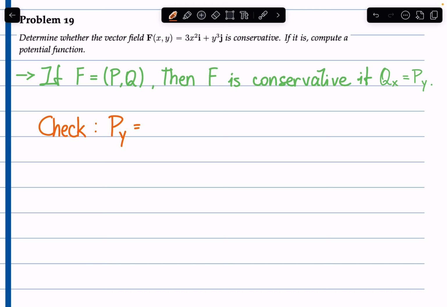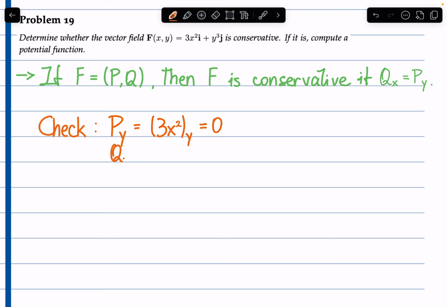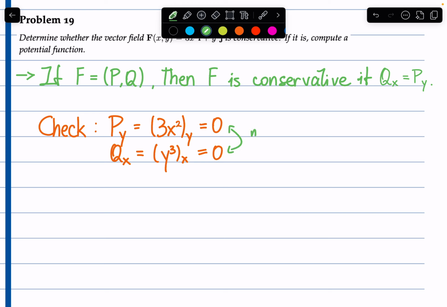We have that p sub y is the y derivative of 3x squared, but 3x squared with respect to y is a constant, so this is 0, while the x derivative of q is the x derivative of y cubed, and this is 0. As these two quantities match, we have that the vector field is conservative.